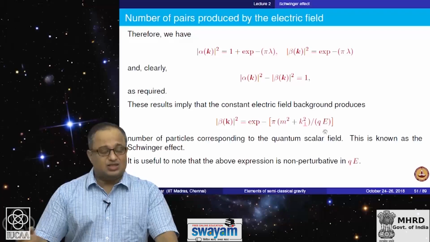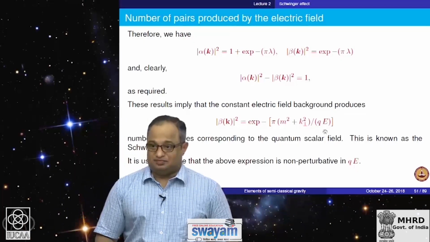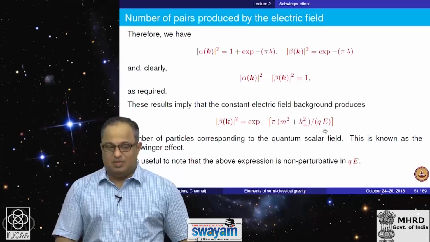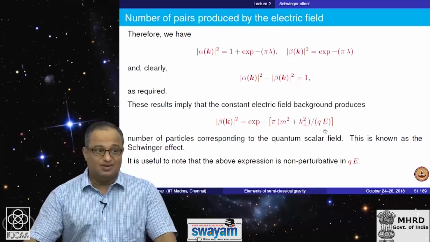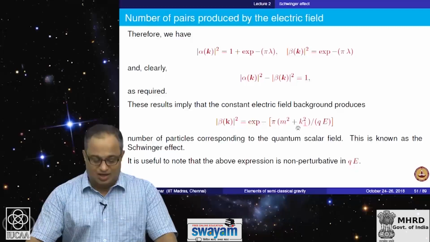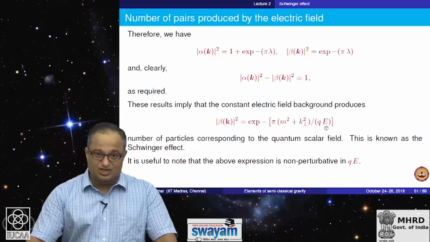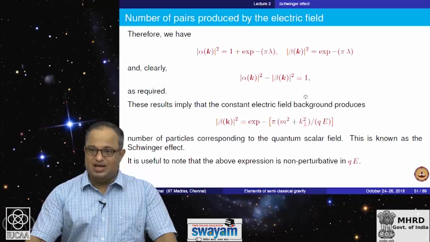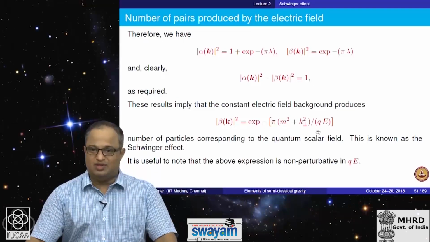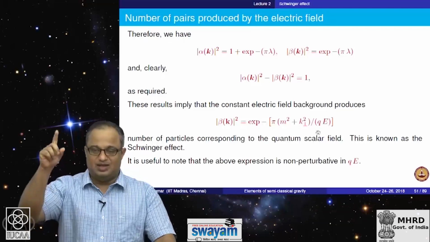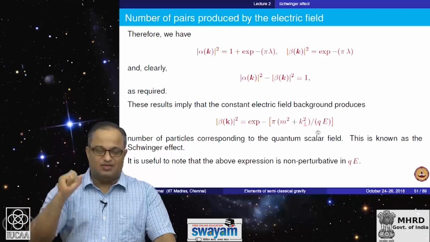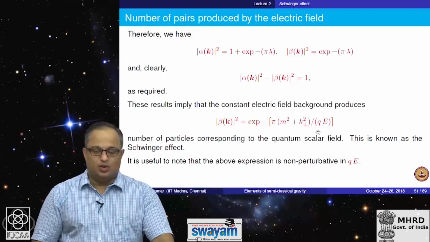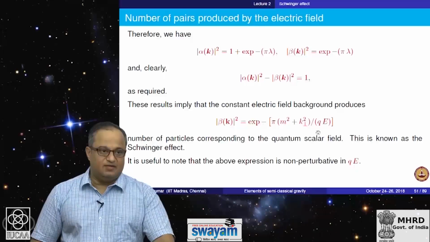Notice, as E tends to 0, you expect the number of particles to go to 0, but it is not that simple. It does go to 0, but in a very strange manner. As qE tends to 0, notice it is e power minus 1 over some quantity which goes to 0. So the argument of the exponential goes to infinity, and therefore the exponential goes to 0. So it is a truly non-perturbative effect.